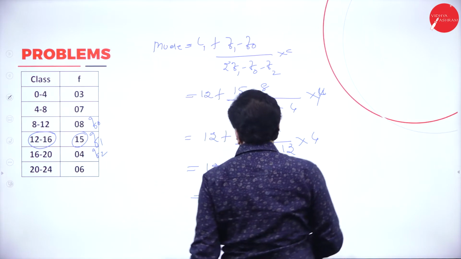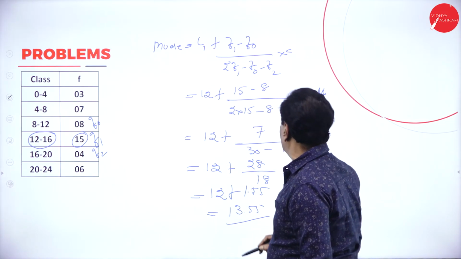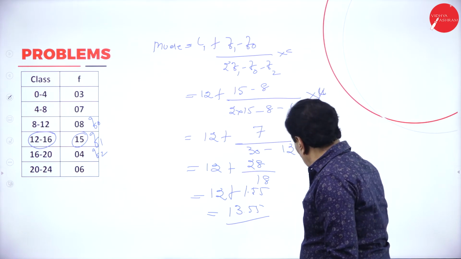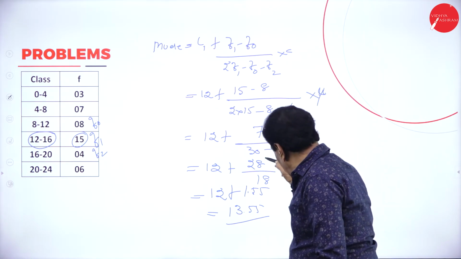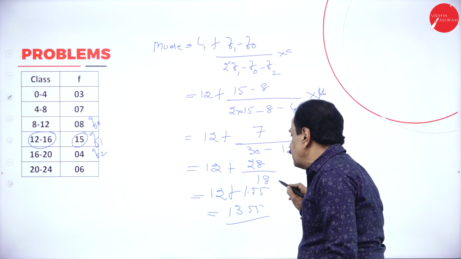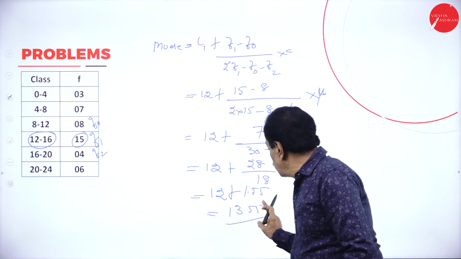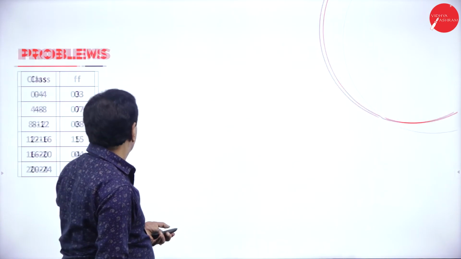Shall I repeat that? 12 is the lowest number. 15 minus 8 is 7. 15 twos are 30, minus 8 minus 4 is 12. Your class interval is 4. 7 fours are 28, divided by 18 is 1.55. 12 plus 1.55 works out to 13.55. We'll have the next problem.